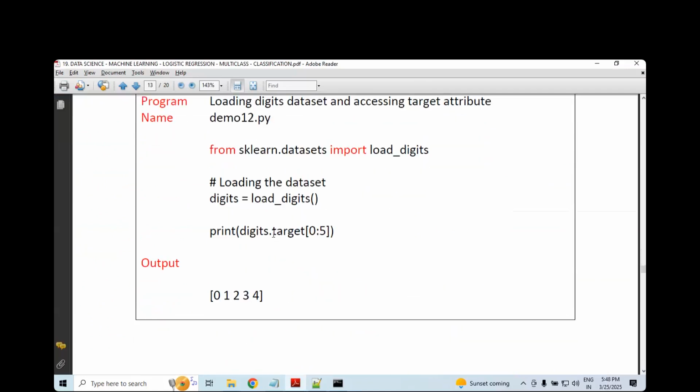Initially, I wanted to see the first 5 targets. So 0, 1, 2, 3. These are all digits and objects. Inside that object there would be attributes. You can just try to call those attributes, and you will get an idea.